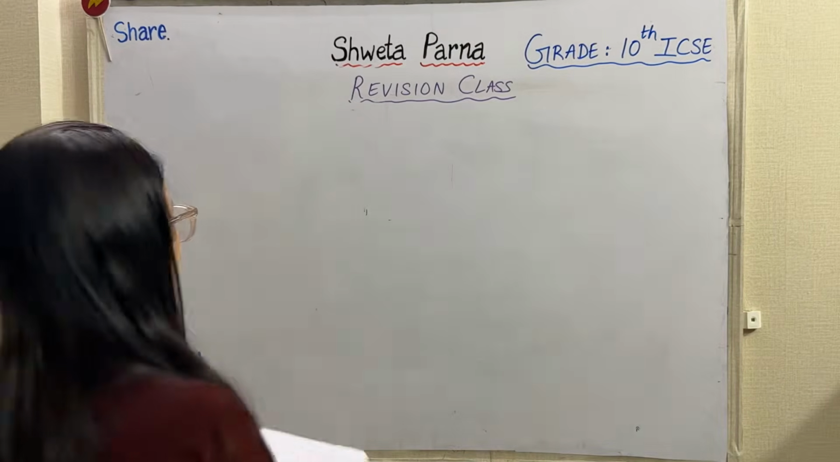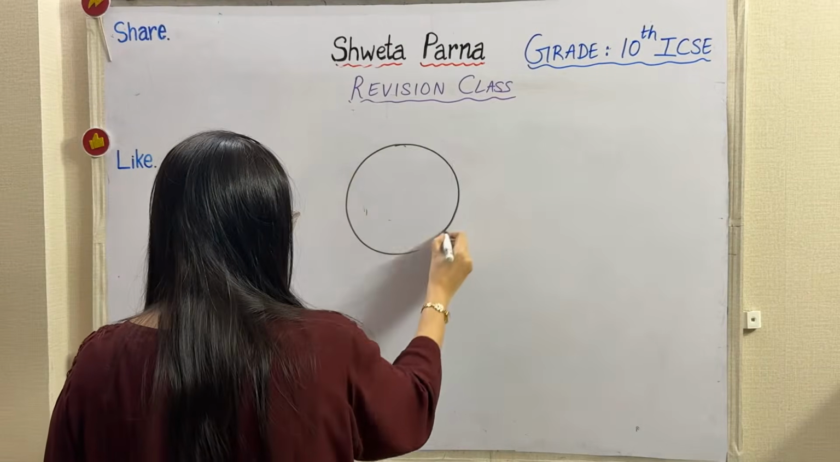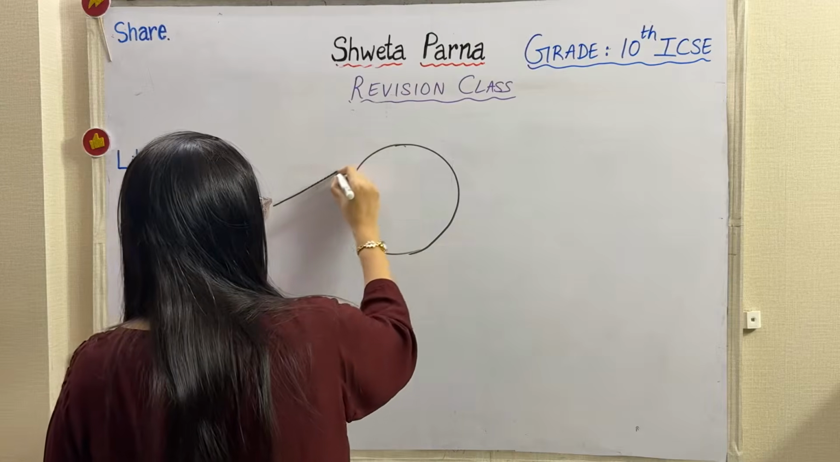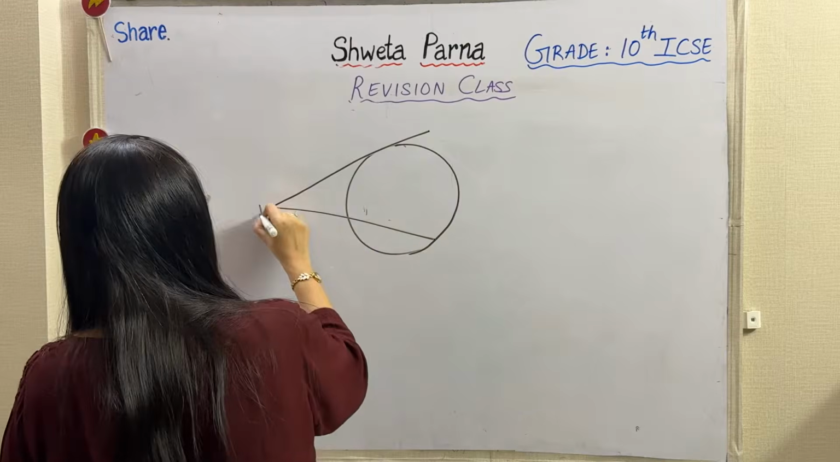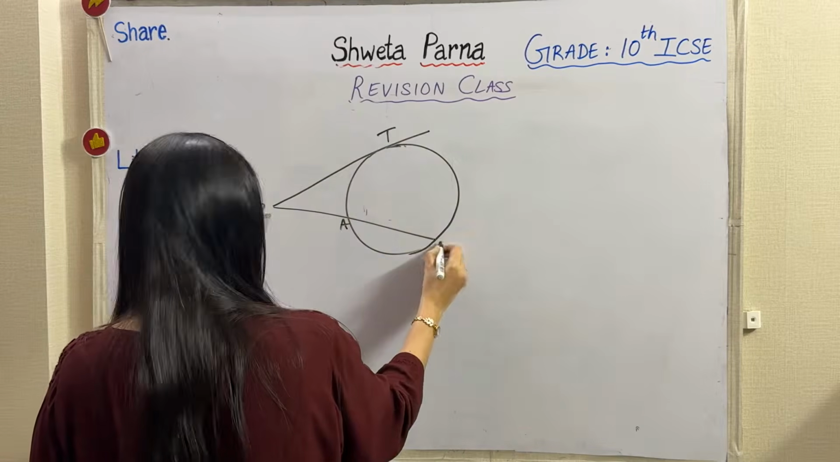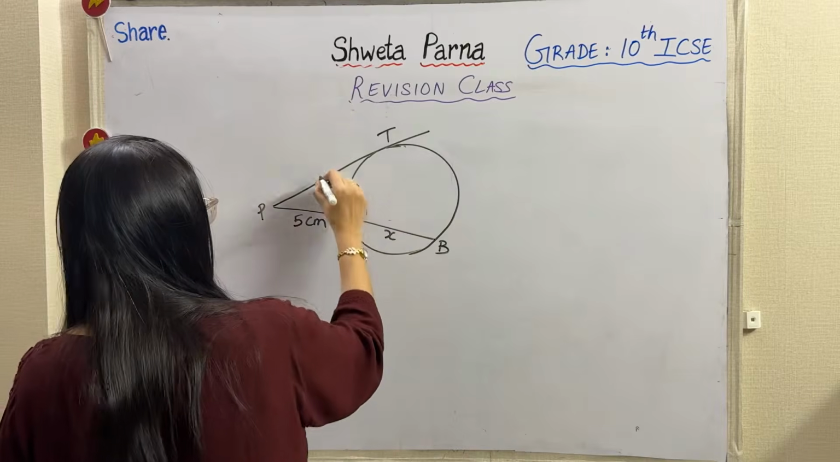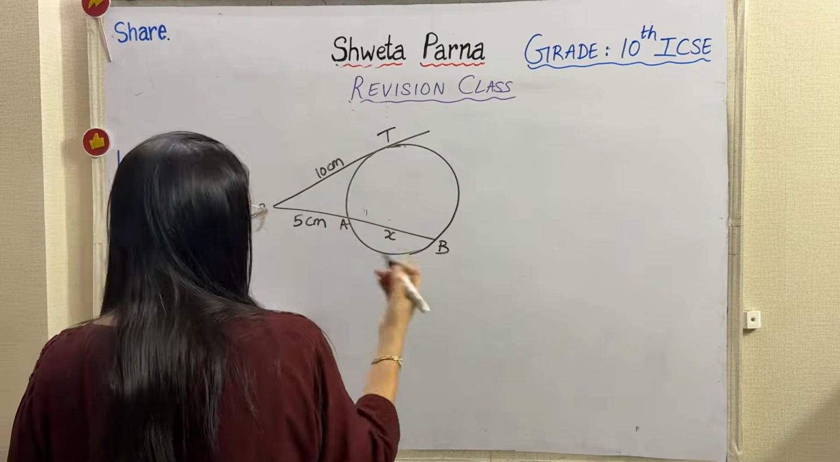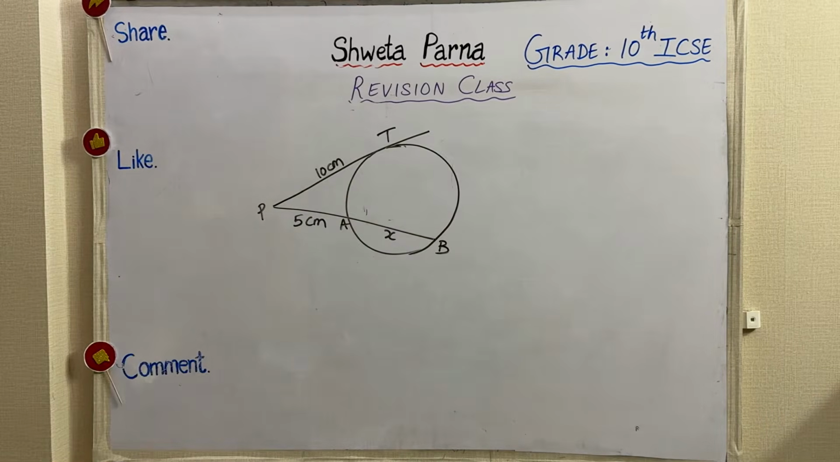The next simple question, mostly you will get it in MCQs or 2 mark questions. This is 5 centimeter, this is X and this is 10 centimeter. You have to find the value for X. Come on, find it. Find the value for X.